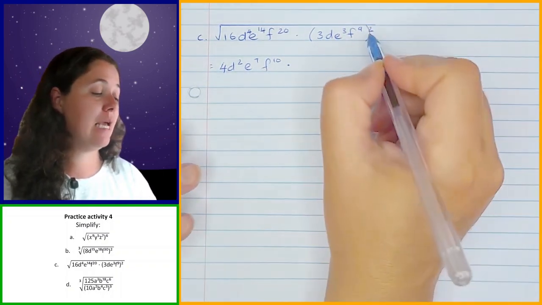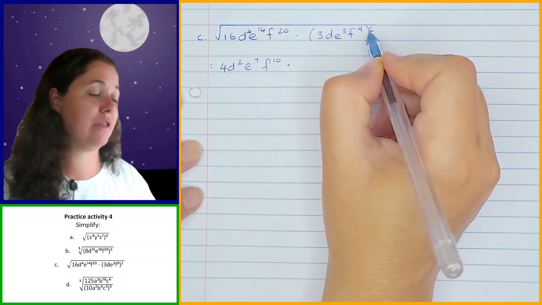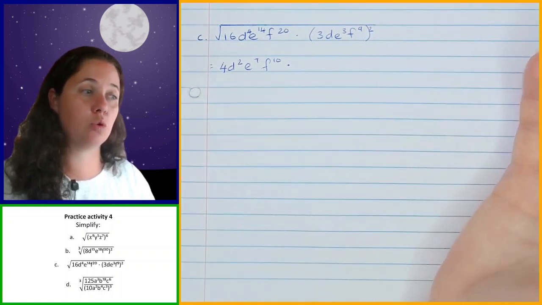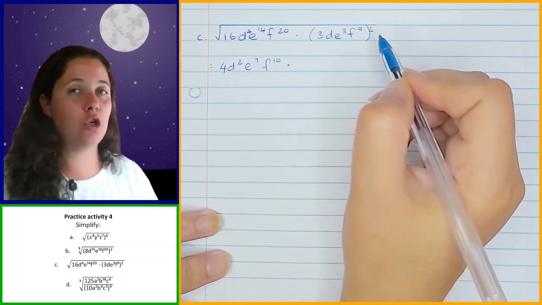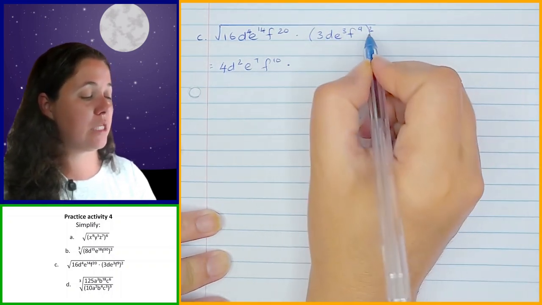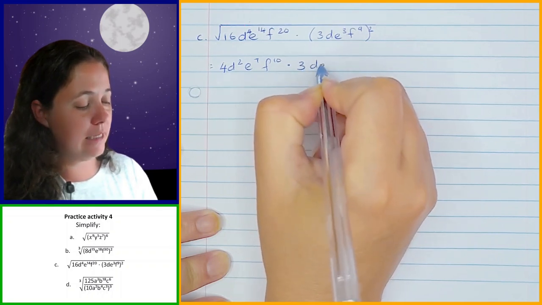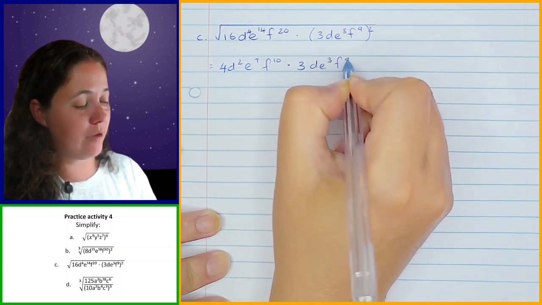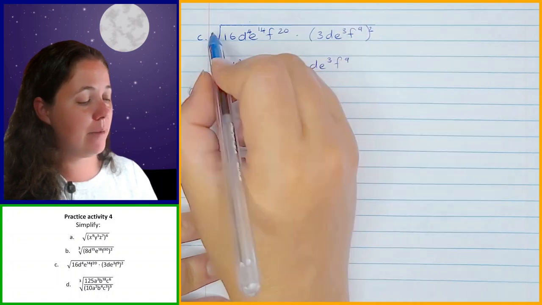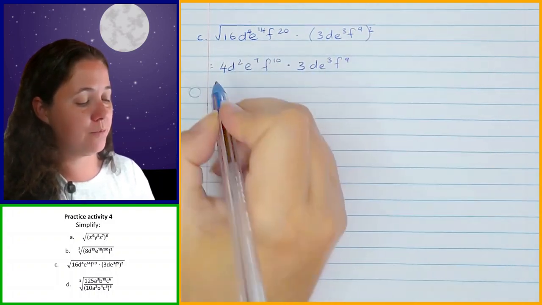I only have to continue writing the brackets if I have an exponent outside here that is still going to need to be sorted out. But if it's just a 1, I don't need to, so I can drop the brackets. When I square root that, I can just drop the bracket. So this is going to become 3de cubed f to the power of 9. So my base stays the same. I'm dividing my exponent by 2.